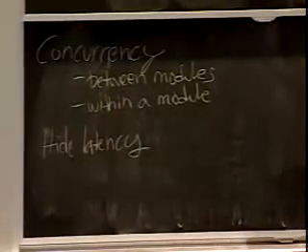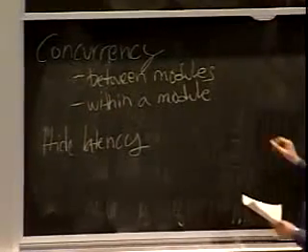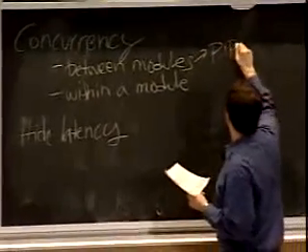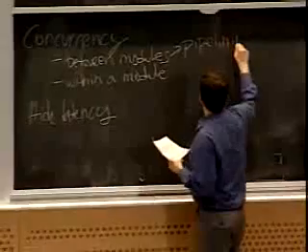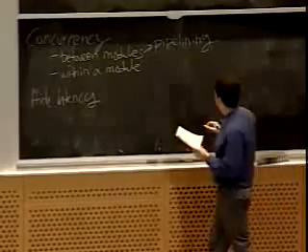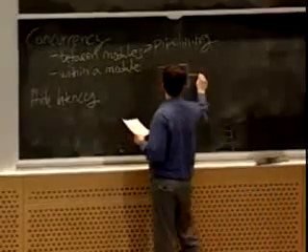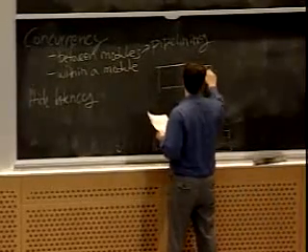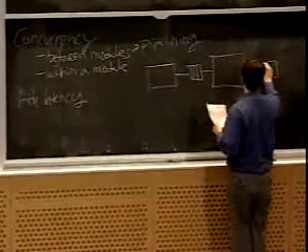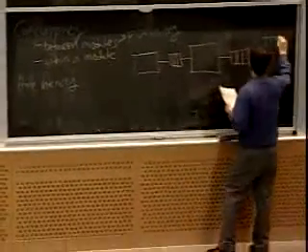Okay, so the first kind of concurrency we're going to talk about is concurrency between modules. And the primary technique we use for doing this is pipelining. So the idea with pipelining is as follows. Suppose we have our web server again, and this time let's draw it as I drew it at first, with queues between each of the modules. Okay?